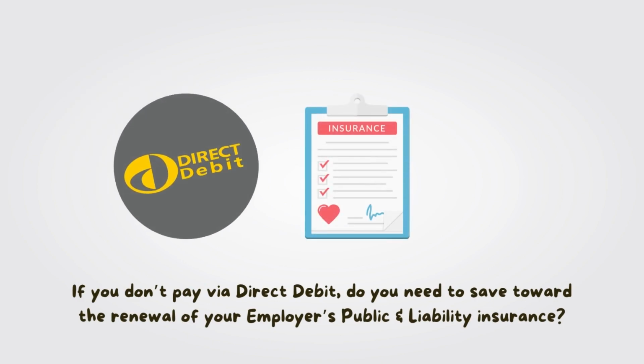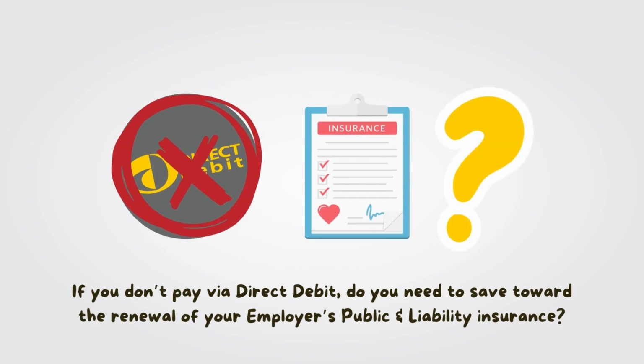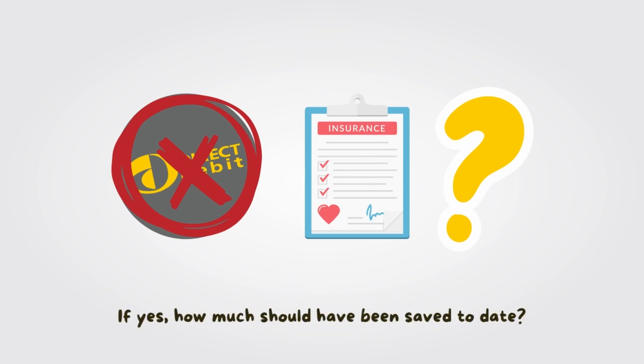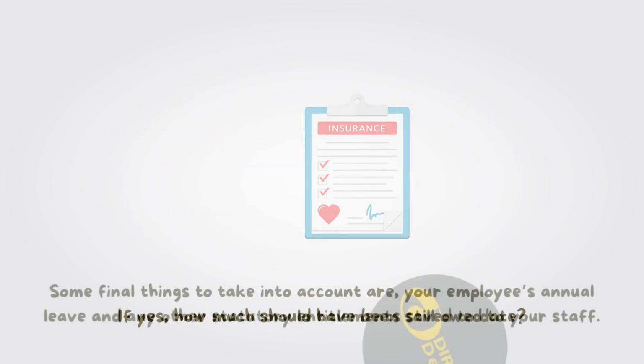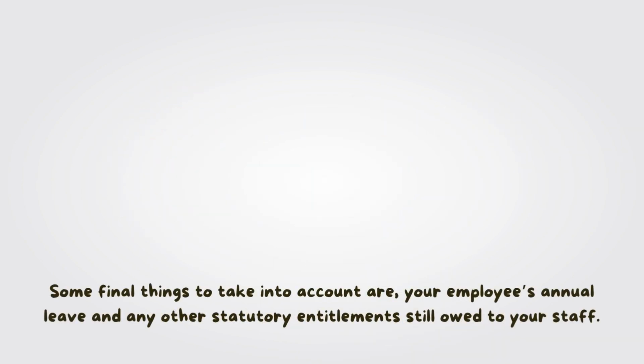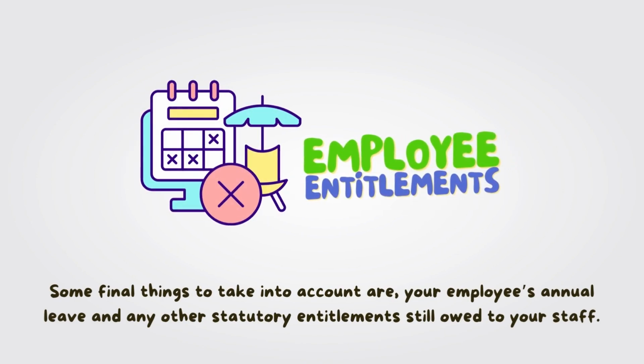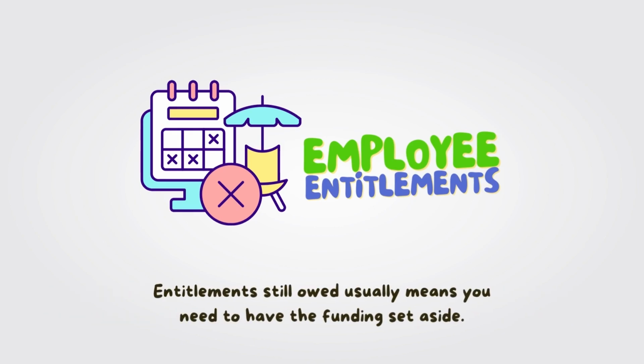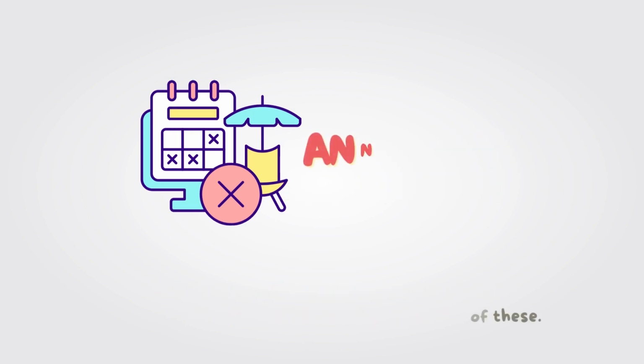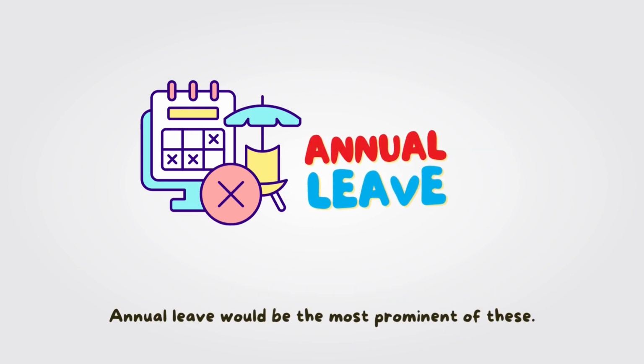If you don't pay via direct debit, do you need to save toward the renewal of your employer's public and liability insurance? If yes, how much should have been saved to date? Some final things to take into account are your employees' annual leave and any other statutory entitlements still owed to your staff. Entitlements still owed usually means you need to have the funding set aside. Annual leave would be the most prominent of these.